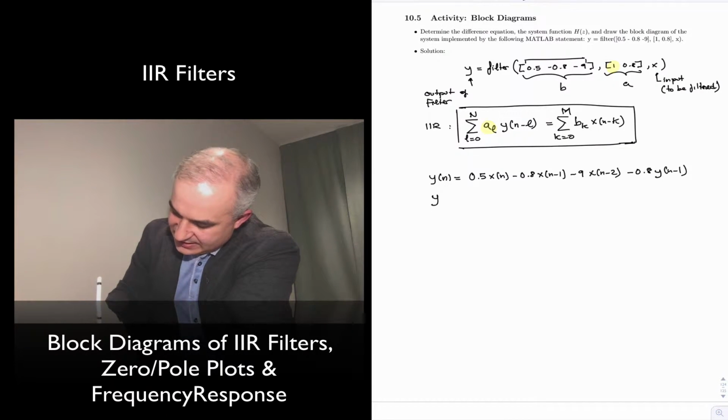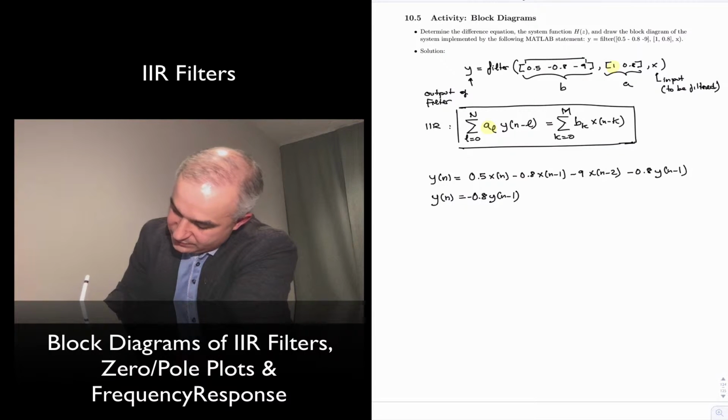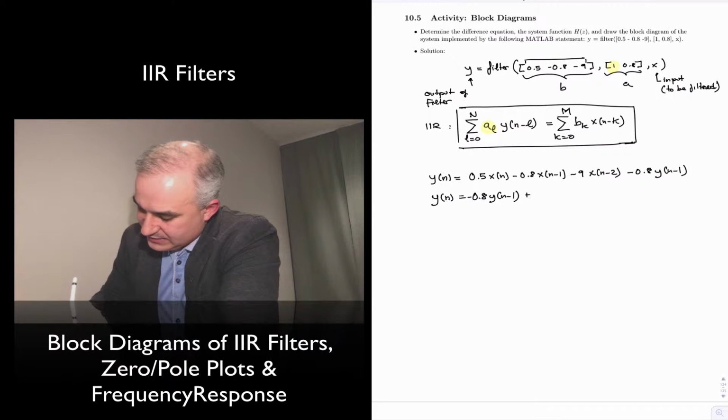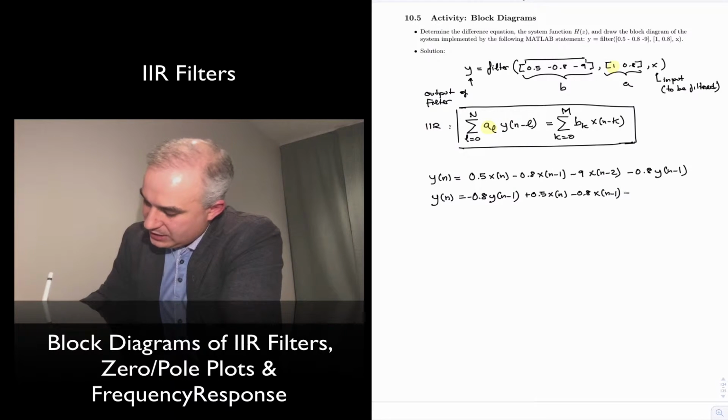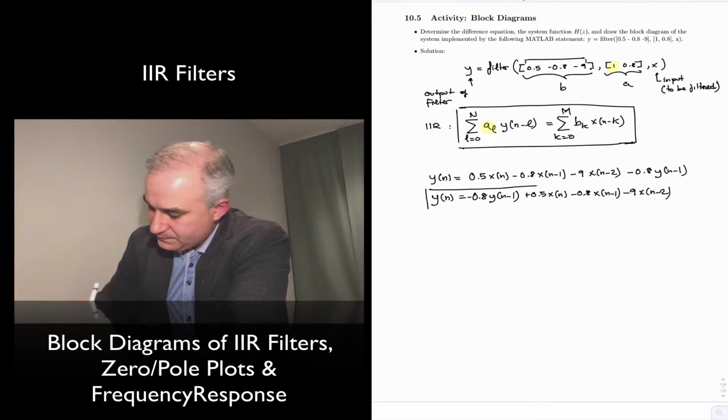Sometimes you see it like this: y of n equals minus 0.8 y of n minus 1, the previously computed output, and then everything else, plus 0.5 x of n minus 0.8 x of n minus 1 minus 9 x of n minus 2. So this is the difference equation that we are after.